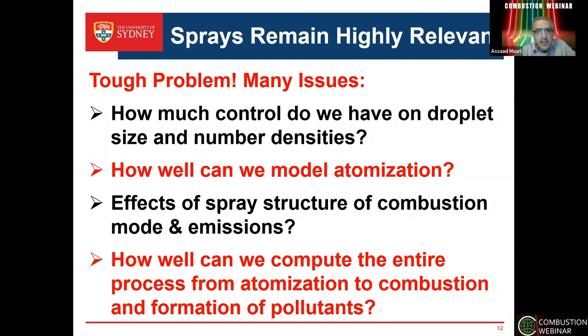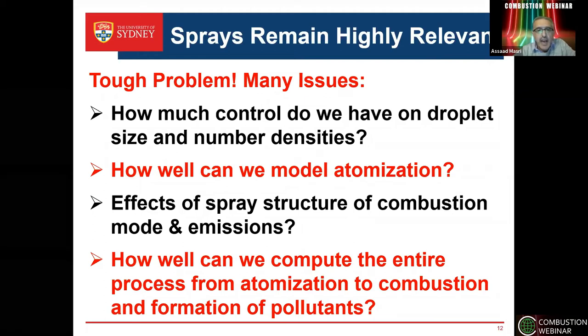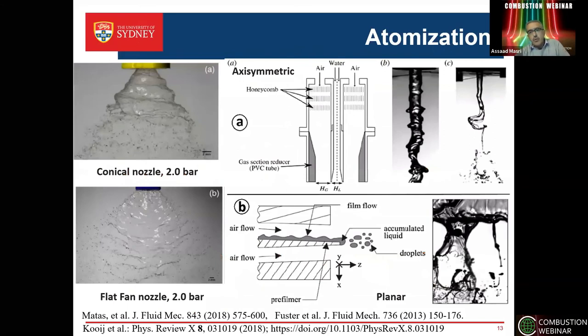So the questions that are evident are listed here. How much control do we have on the atomization processes with respect to size and number densities? How well do we control and model the atomization? What is the effect of the spray structure on the combustion modes and on the emissions? And finally, how well can we compute the entire process from atomization to combustion and the formation of pollutants? So I'll start off with atomization.